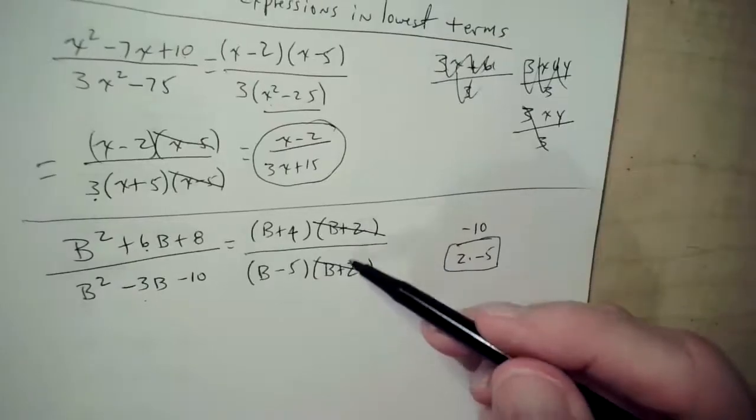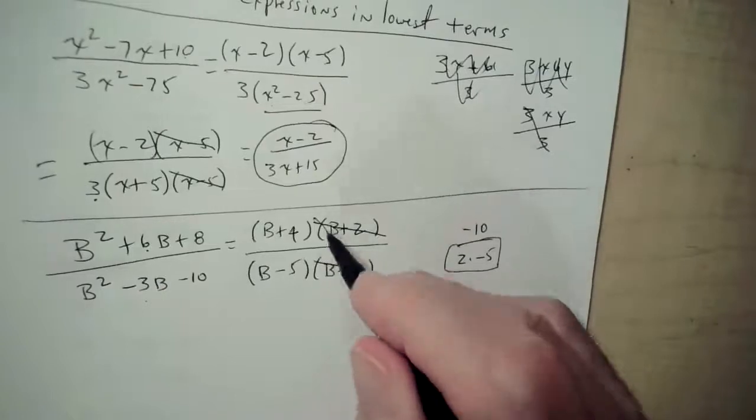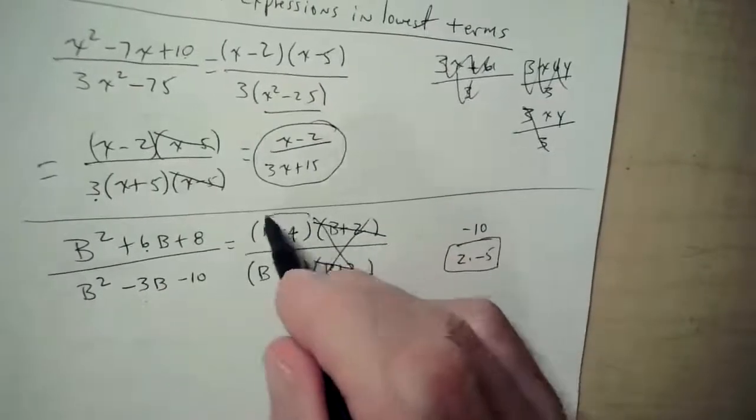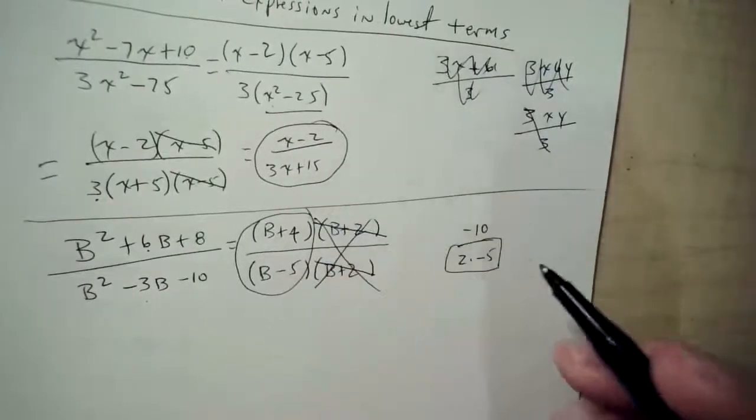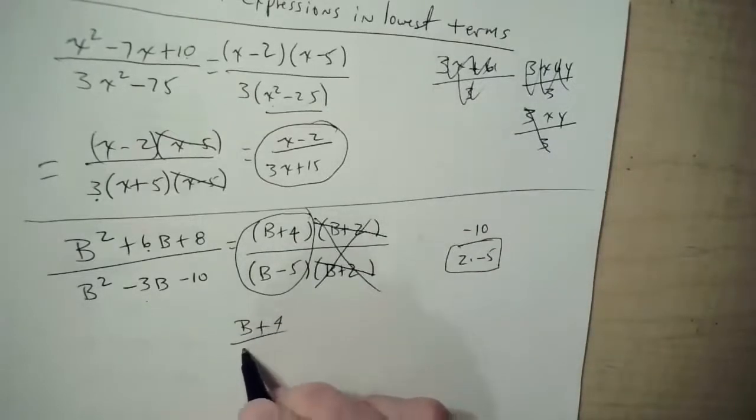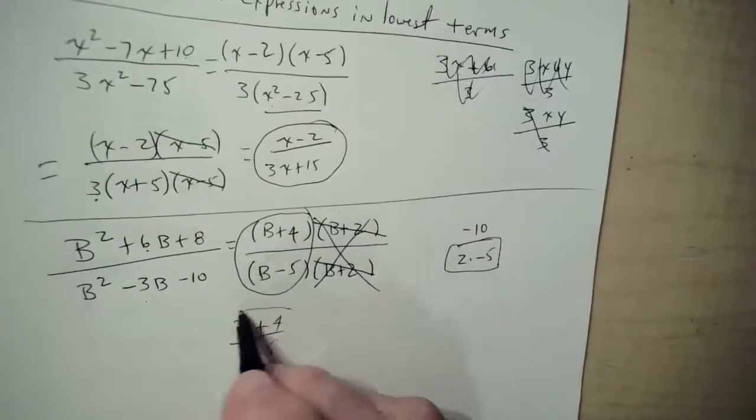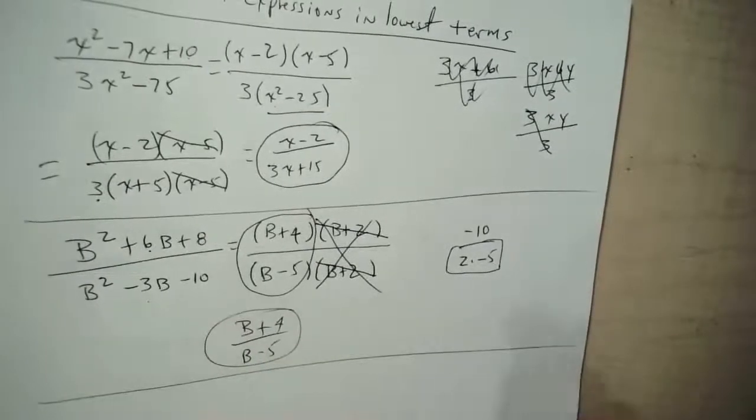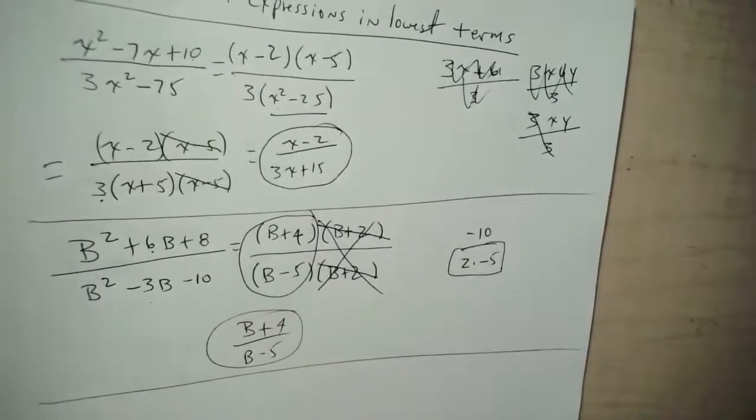Okay, b plus 2, any number divided by itself is 1, so that just cancels that out. And this is our answer. b plus 4 over b minus 5. Okay? Okay.